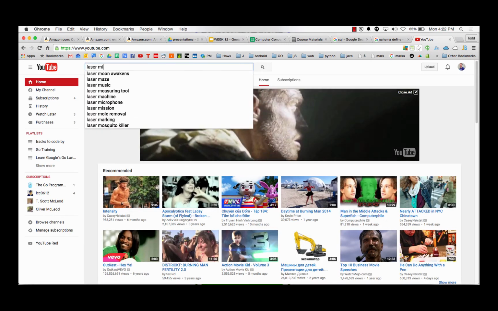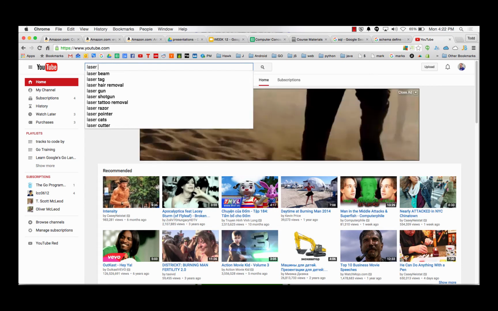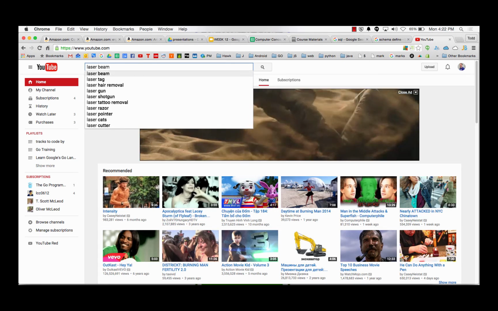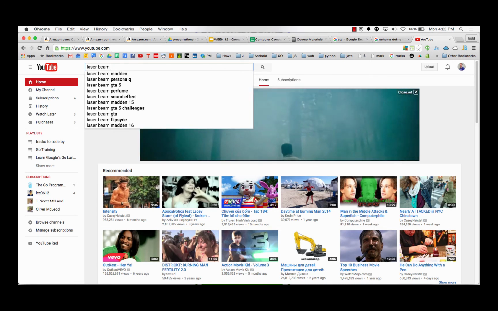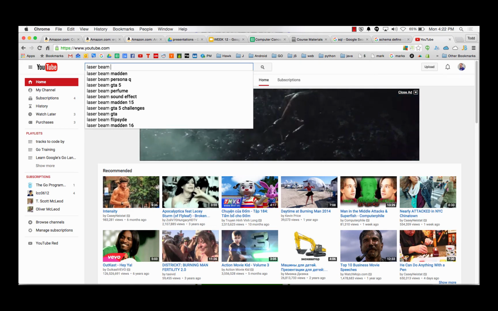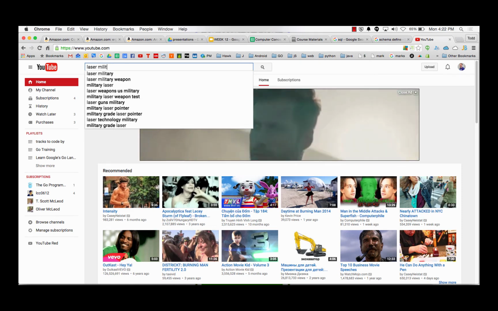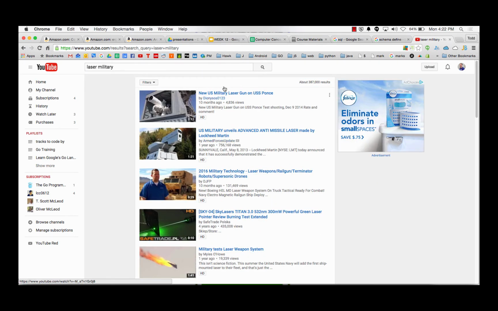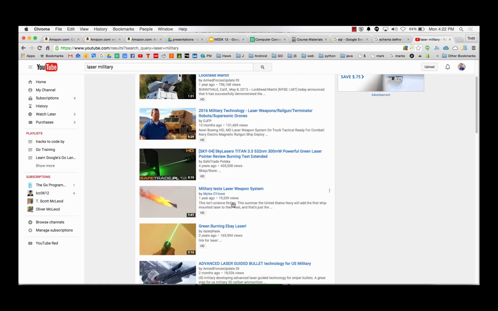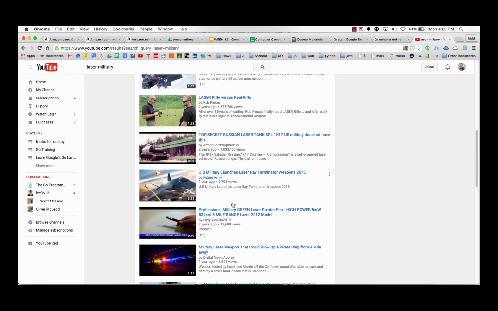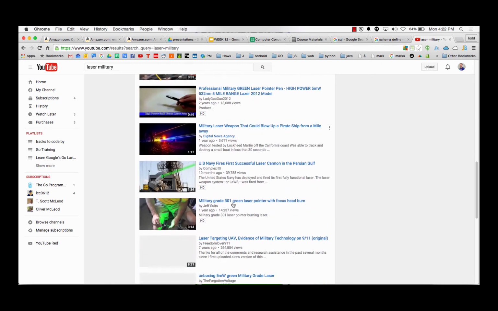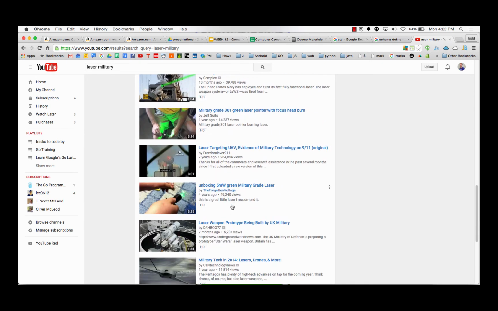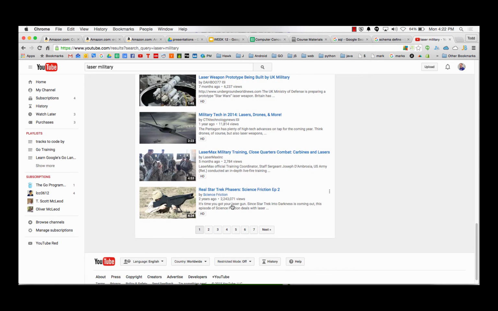Laser, missile, laser beam... You know, GTA, Grand Theft Auto, laser, military, right? And, yeah, so here's one of them, a new U.S. military laser gun on USS Ponce, and it shows them shooting down things, and that's pretty awesome. They had tests where it shot down some UAVs. Yeah, that's cool. Real Star Trek phaser science fiction.